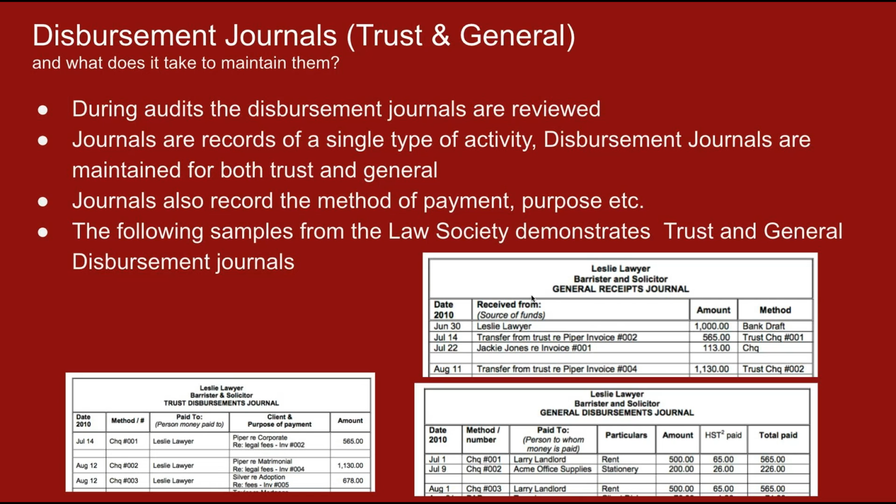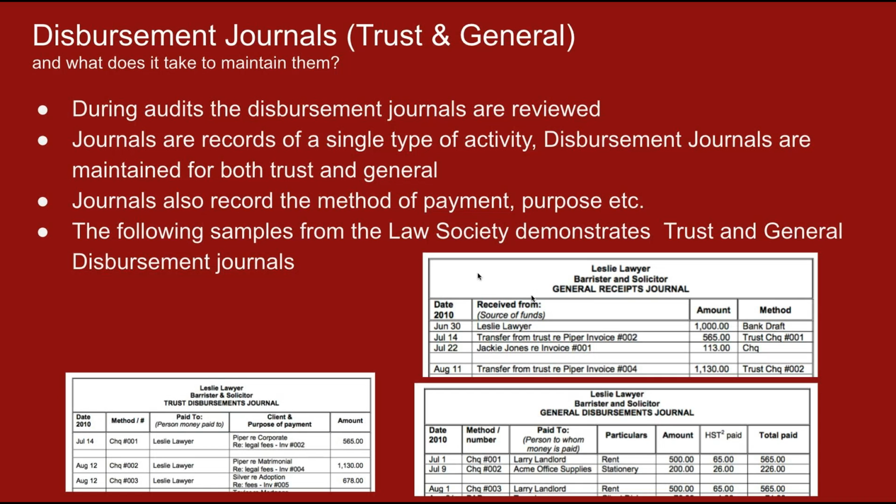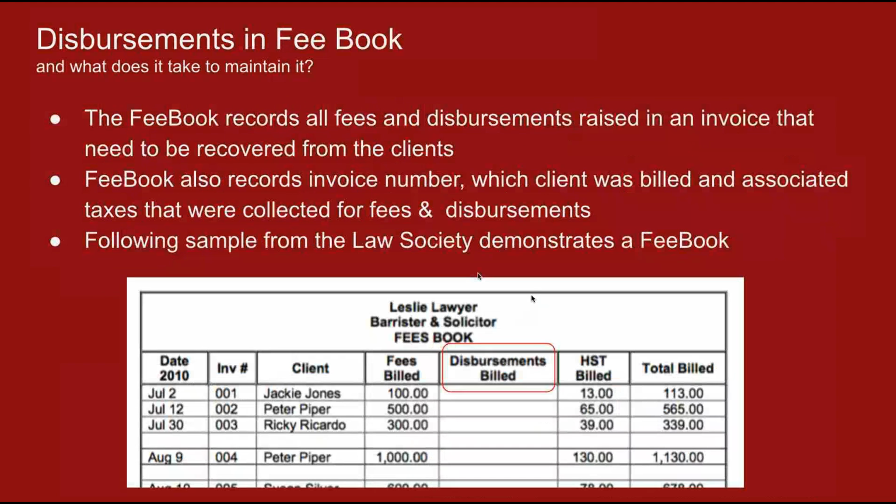The following you see here at the bottom are the samples from the Law Society that demonstrate both trust and general disbursement journals. So far we've seen 5 documents that are specific to disbursements, and there's one other that shows disbursements as part of the fee book.